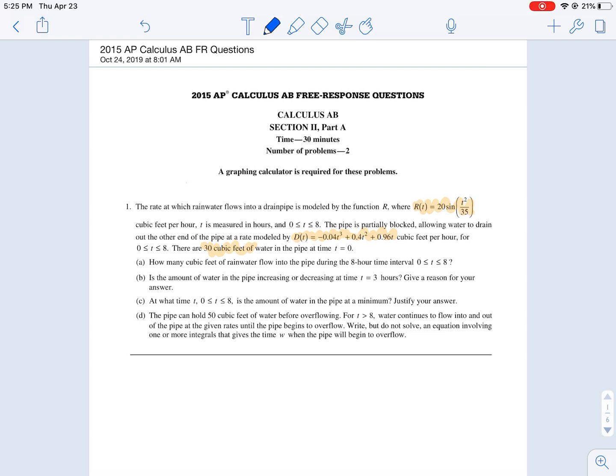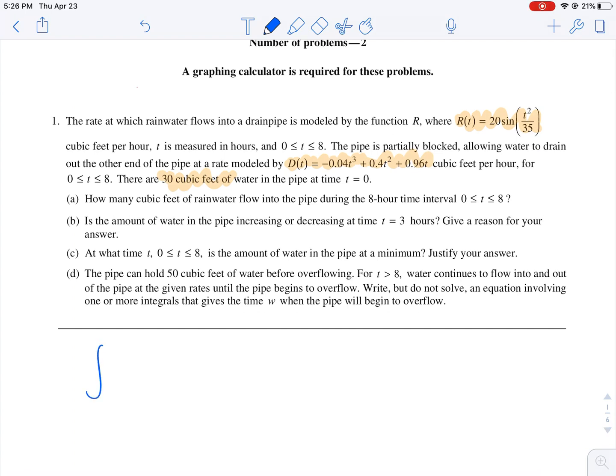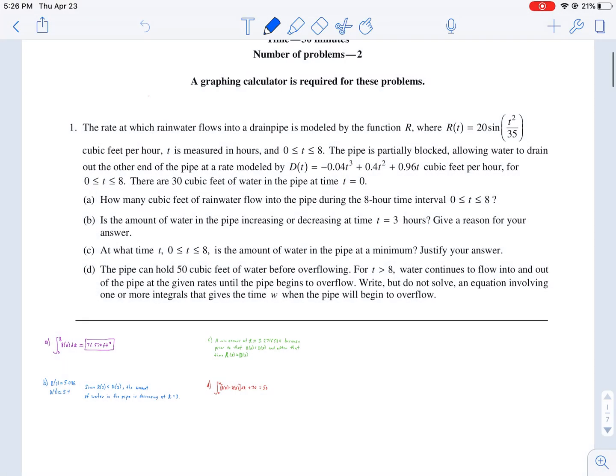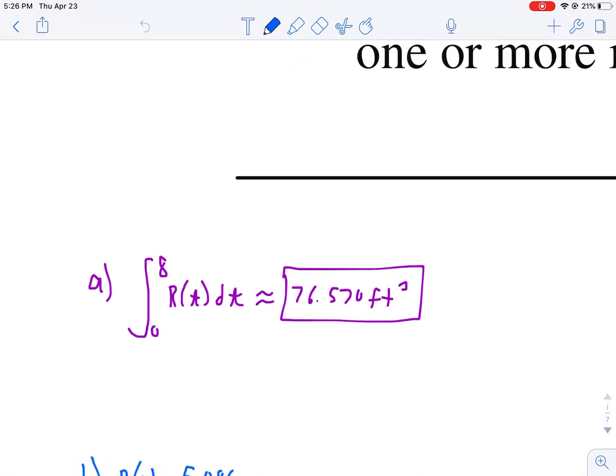Part A, how many cubic feet of rainwater flow into the pipe during the 8-hour time interval? So that is the integral of the rate at which water flows in, from 0 to 8 of R of t dt. And you can just use math 9. And remember, you can write R of t like that, even if they didn't name the function. You could name it whatever you want somewhere, define it to be R of t, and then write R of t rather than rewriting the whole function a bunch of times when you need to use it. But there is the answer right there.